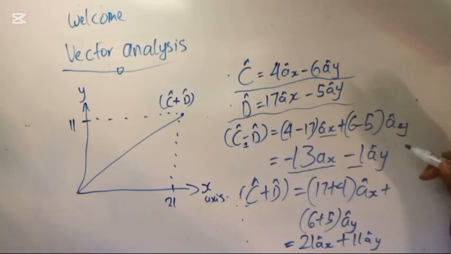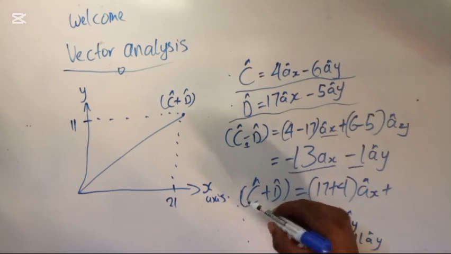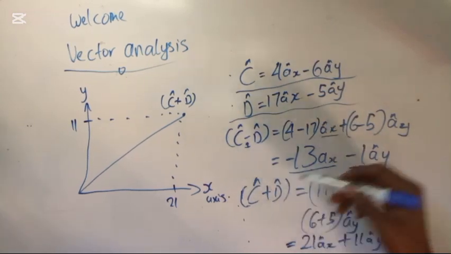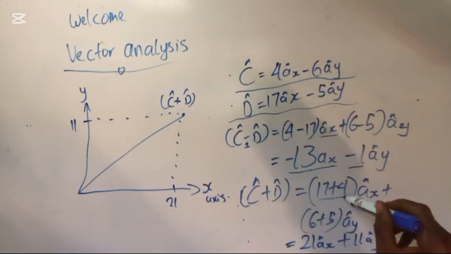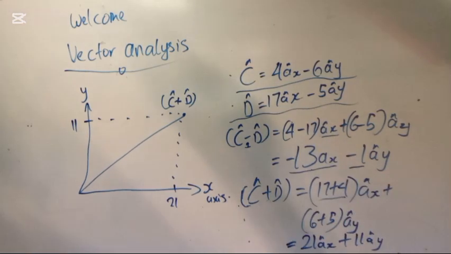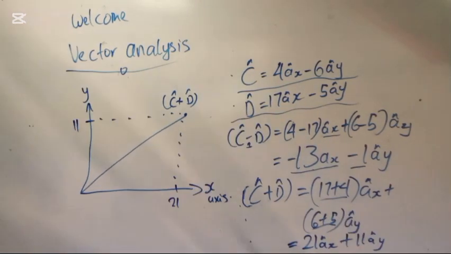So basically, if we were to do that for the addition part, we have C plus D. For C plus D, we're going to have 17 plus 4, and for the y part we have 6 plus 5, and this gives 21ax plus 11ay.